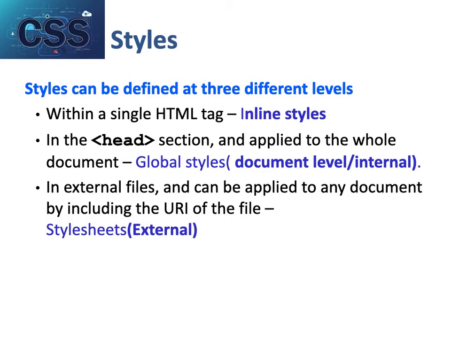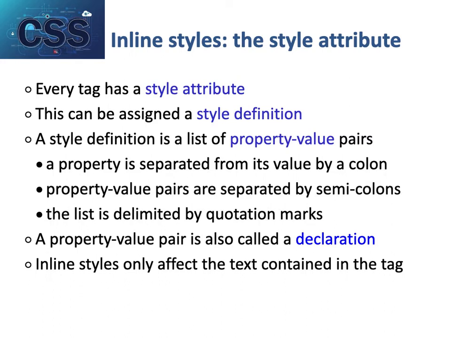First, we will see what inline styles are. In inline styles, the style attributes are specified along with the HTML element. Every tag has a style attribute. This can be assigned a style definition. A style definition is a list of property value pairs. A property is separated from its value by a colon. If there are more property value pairs, they are separated by semicolons and the list is delimited by quotation marks.